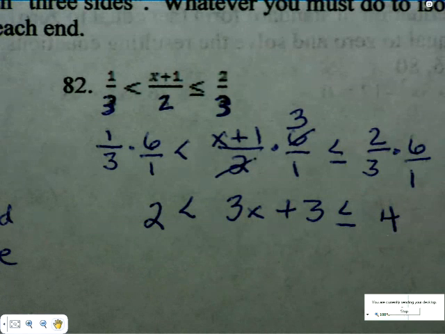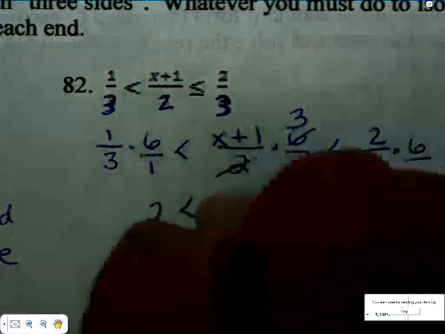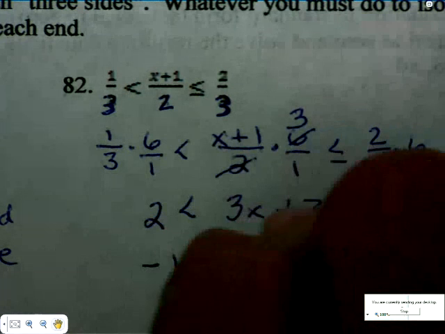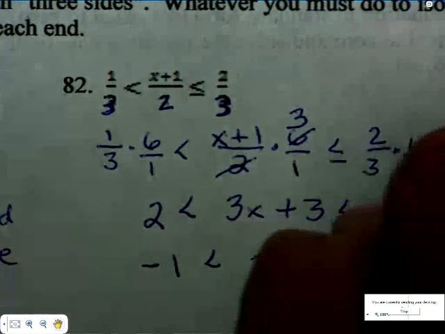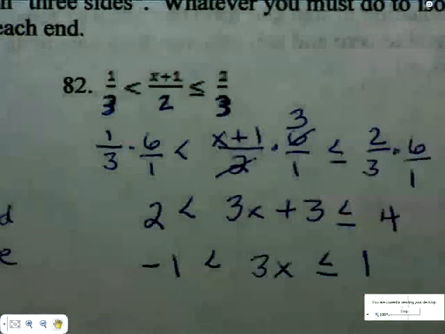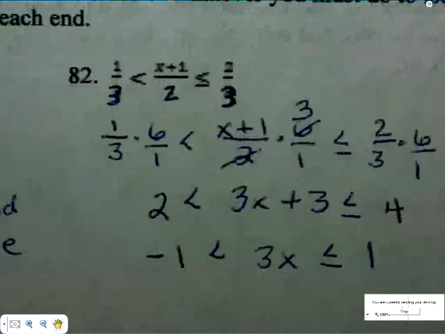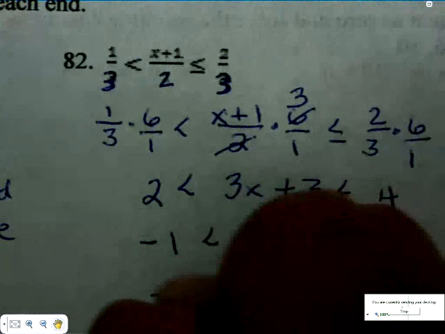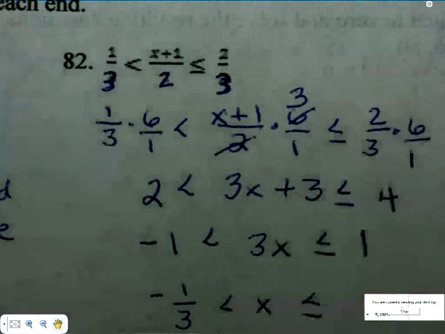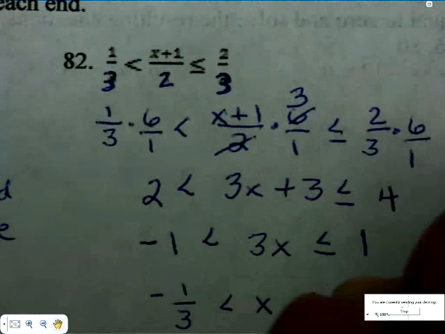Subtract 3 from all 3 sides. 2 minus 3 is -1. In the middle, I'll just have 3x. On the right-hand side, 4 minus 3 is +1. And then what? -1/3 is less than x is less than or equal to +1/3.